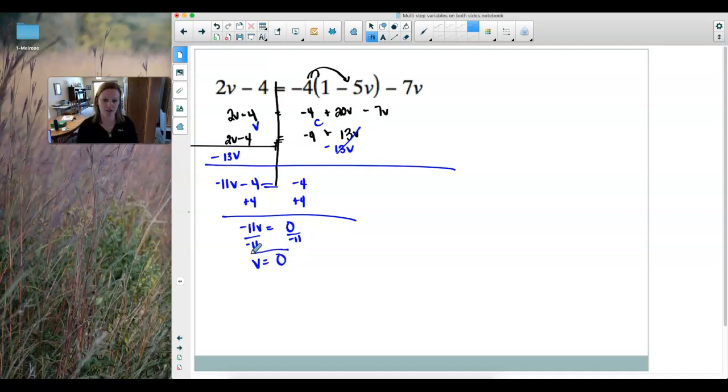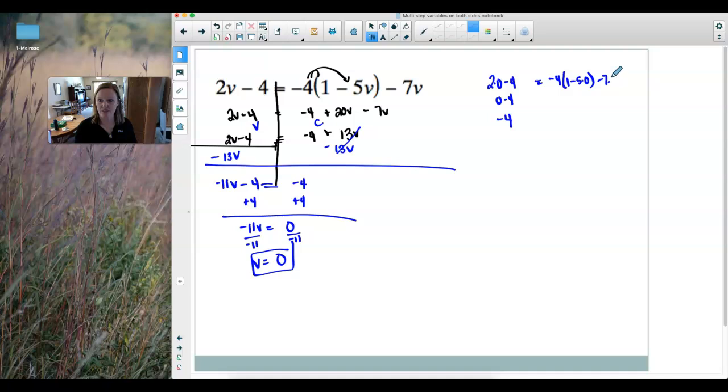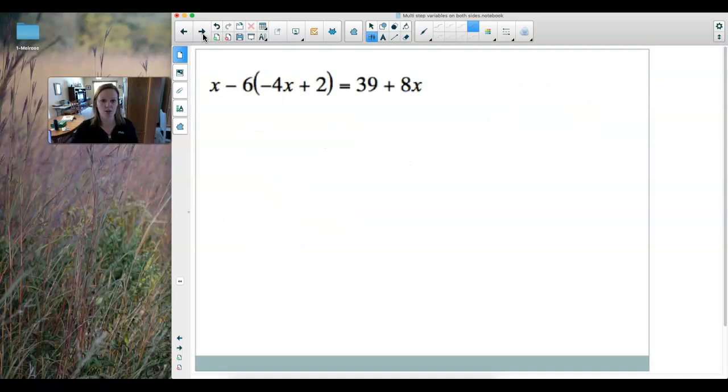And that's our answer. Of course, you can always go back and check if that works. 2 times 0 minus 4, that's 0 minus 4, which is negative 4. On the other side of the equation, you have negative 4 times 1 minus 5 times 0, minus 7 times 0. Remember this is 0, this is 0, 1 minus 0 is 1, negative 4 times 1 is negative 4 minus 0, which is negative 4. So both sides of my equation do end up being the same, and I know that it works, and my answer is 0. Okay, let's try another one.